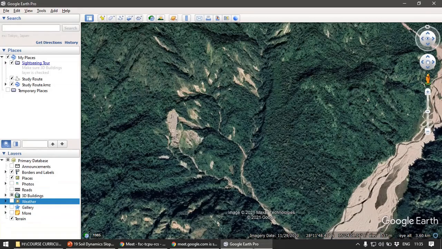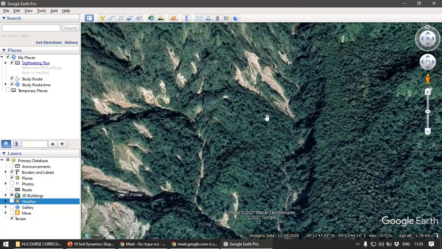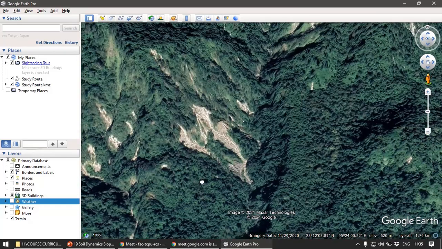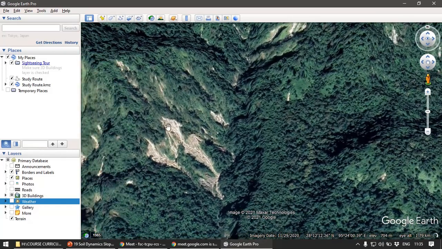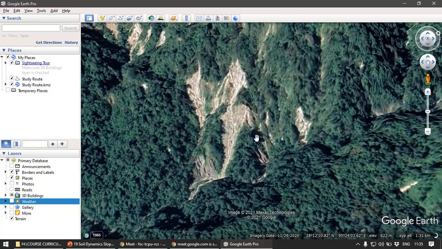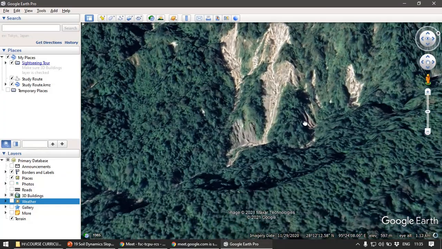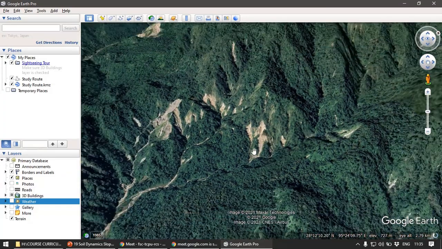And here you can see there are a lot of landslides. Here there is a landslide occurring. These are all in Arunachal. You can see this is a landslide over here, and you can see how the debris has run out. It has run out like this.